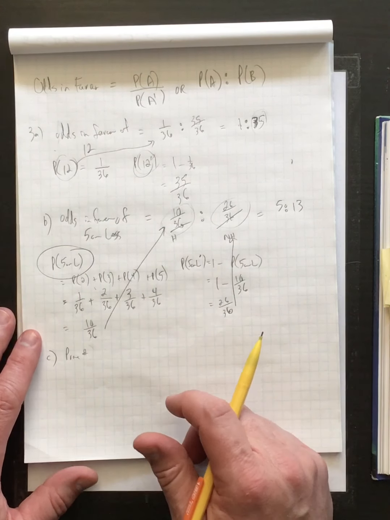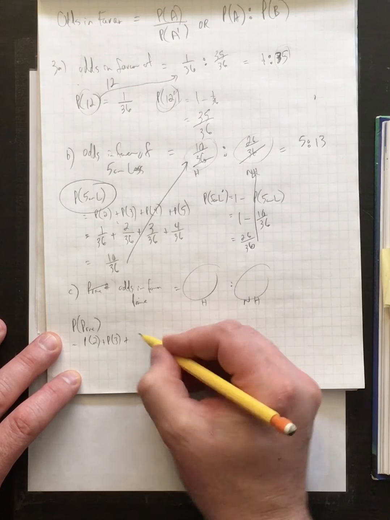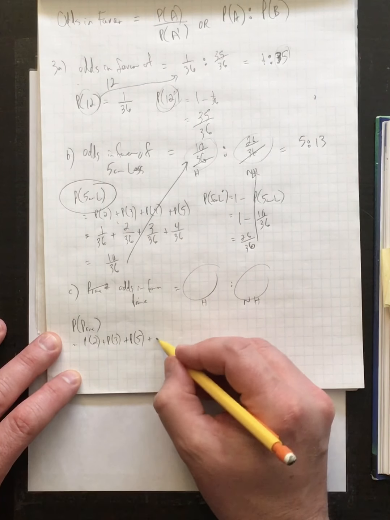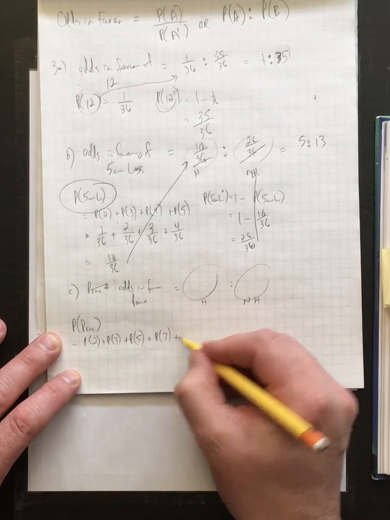Okay, and that's going to go here and here. So as a result, we're going to find the probability of a prime, which is going to be the probability of a 2, plus the probability of a 3, plus the probability of a 5, plus the probability of a 7, plus the probability of an 11. Okay, the rest are composite numbers or not prime numbers.